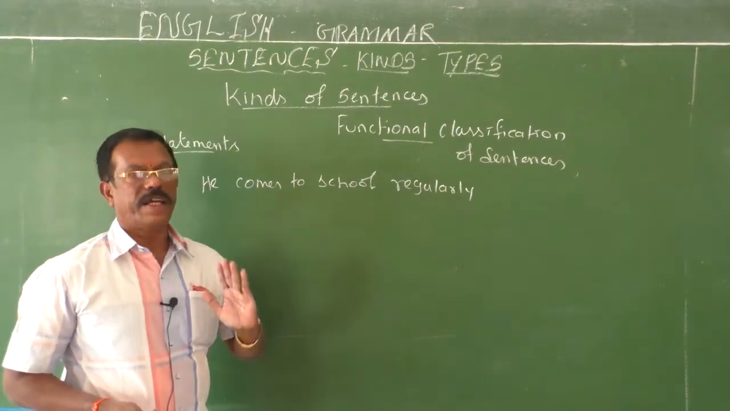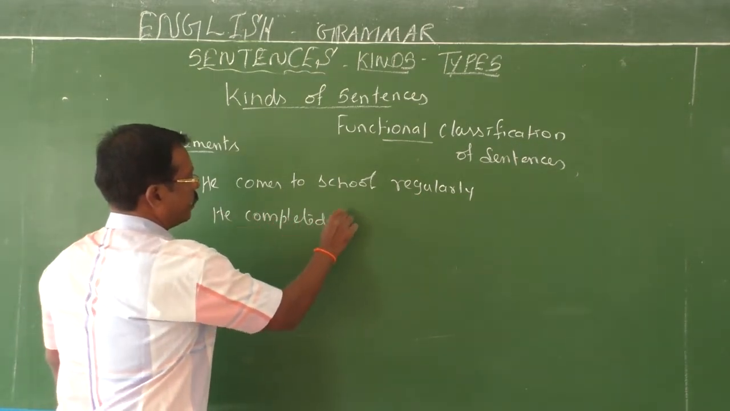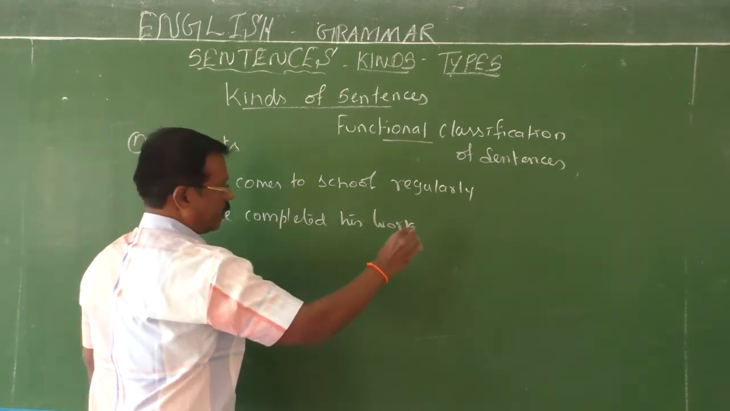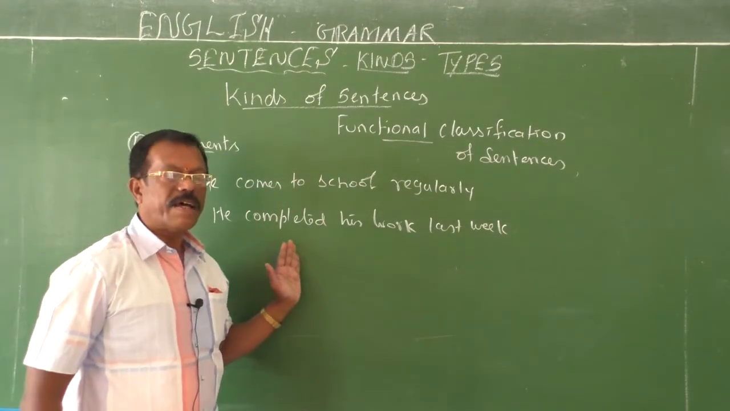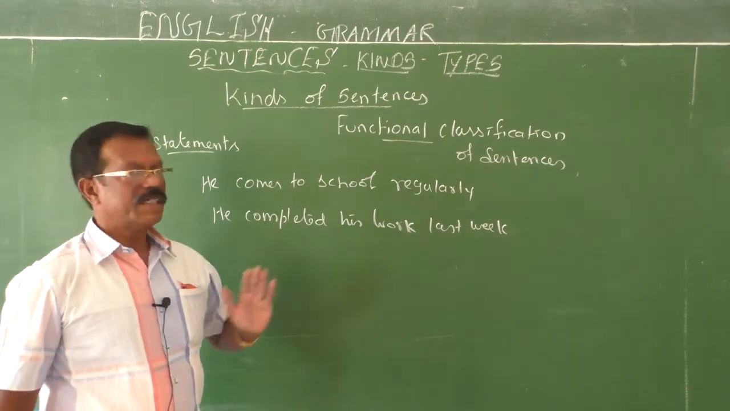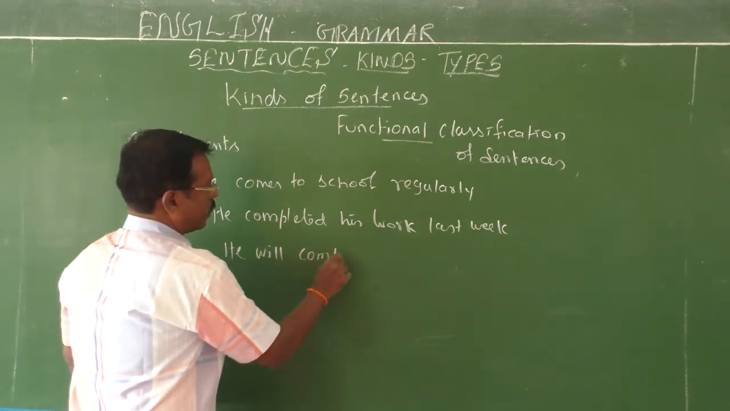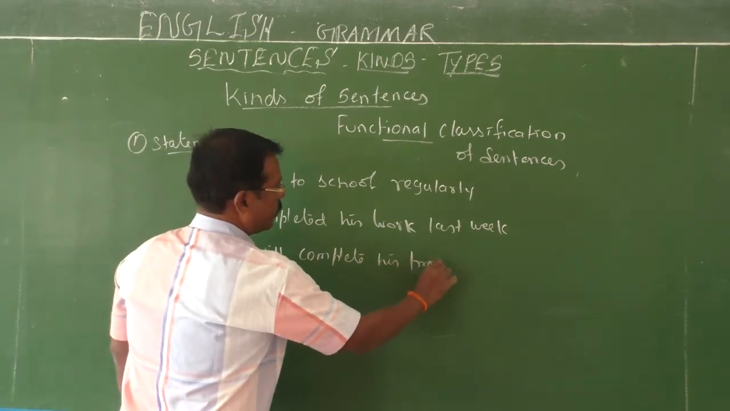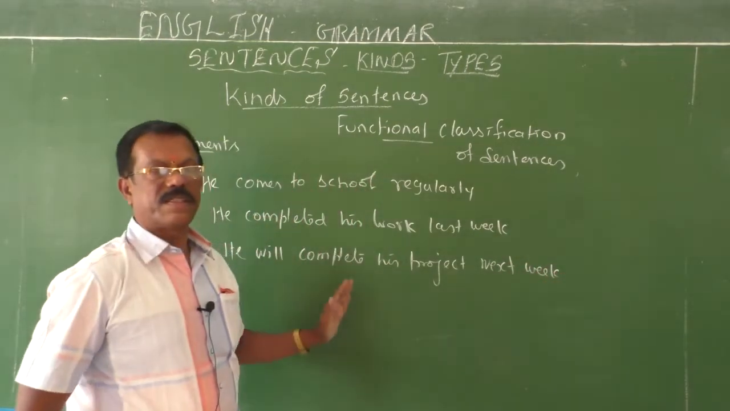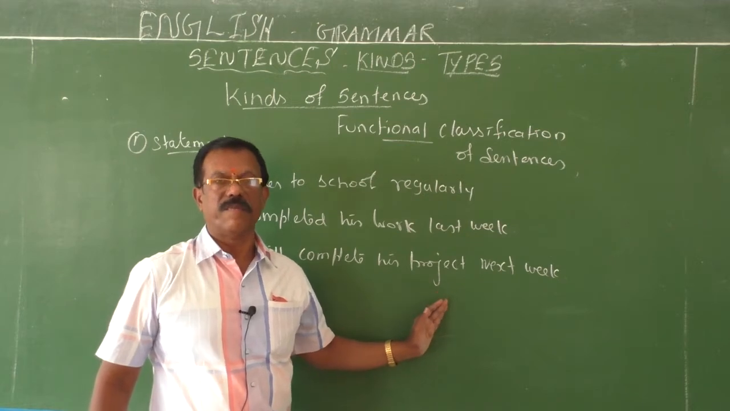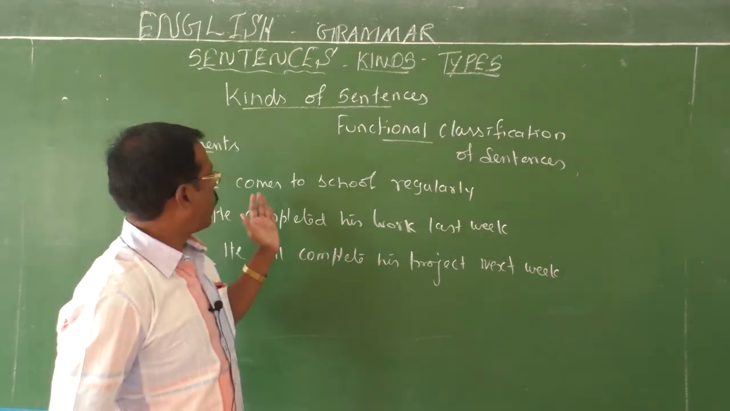See, he comes to school regularly. Then past tense. He completed his work last week. So this is an example for statement. Here the final verb is in the past form. He completed his work last week. And then future, he will complete his project next week. So this sentence is said to be in the future tense, future form. The form of the verb is in the future tense. Here the form of the verb is in the past tense. Here the form of the verb is in the simple present.